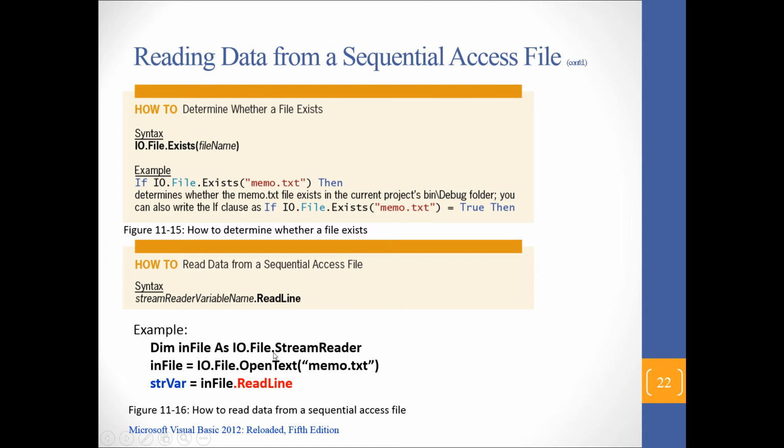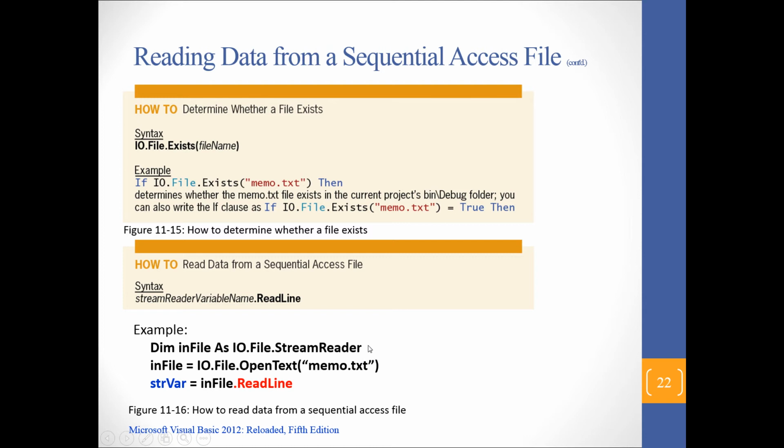Dot File. The dot file means this is a class, and a class, in terms of object-oriented programming, is another entity that allows you to do certain things. In this case, it would be reading and writing files, which is a child class of the IO. IO is like the parent, or called the super class, and then under that you have a file class, and then under that you have another class called StreamReader class.